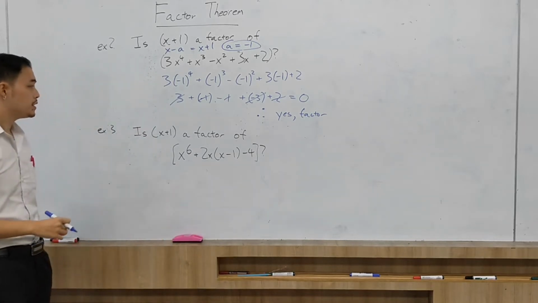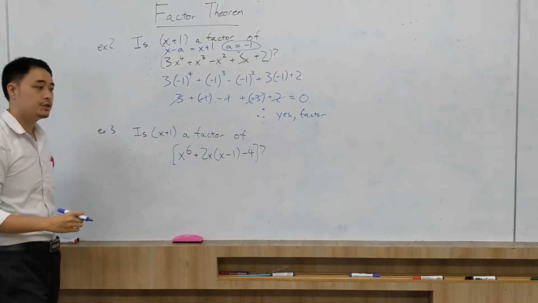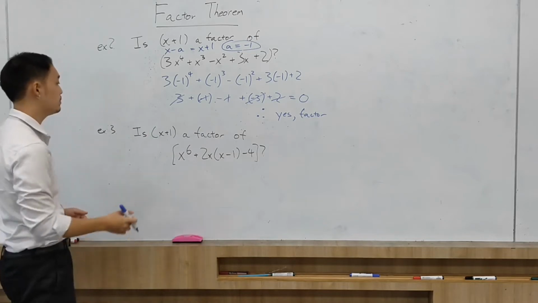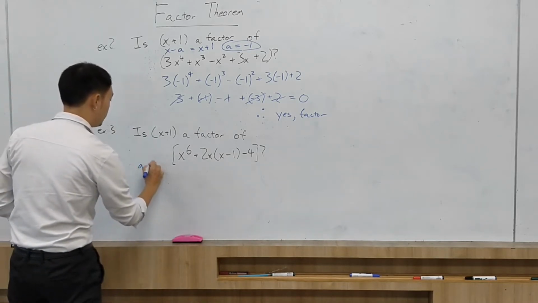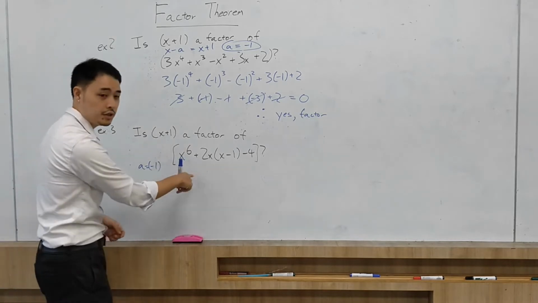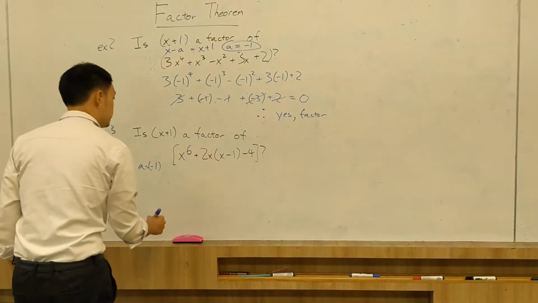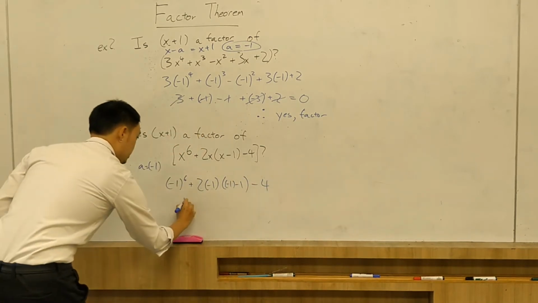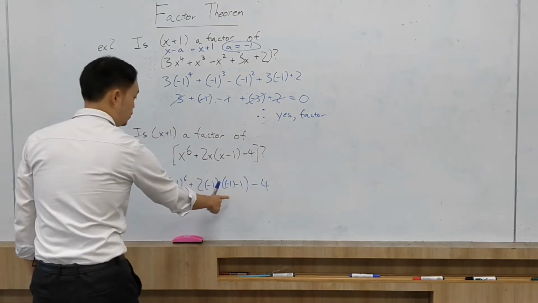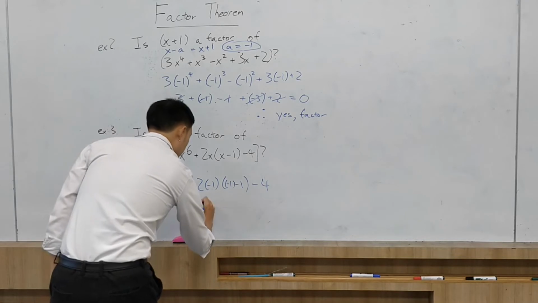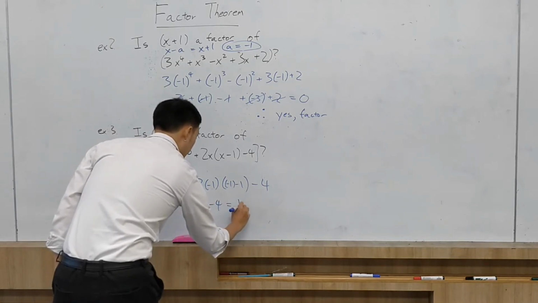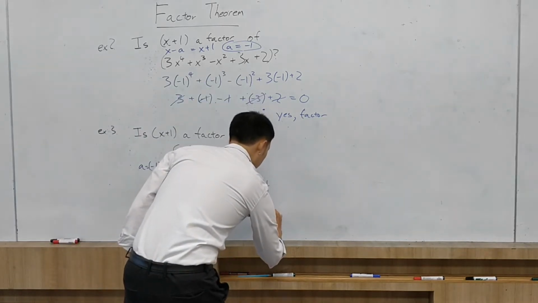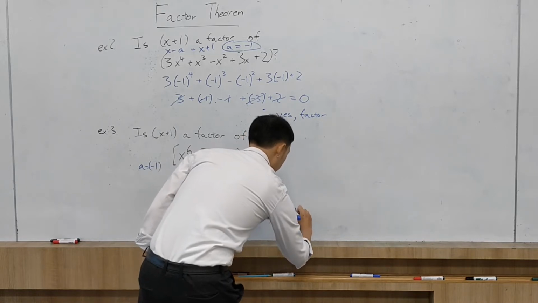All right, second one. Is x plus 1 a factor of x to the power 6 plus 2x times x minus 1 minus 4? Do the same thing, right? Our a equals negative 1. Let's plug negative 1 into this, and if we get 0, that means it is a factor. Negative 1 to the power 6 plus 2 times negative 1 times negative 1 minus 1 minus 4. This becomes 1. This is negative 2 times negative 1, which is positive 2, and that is 4. This equals 1. Because it's not 0, no, not a factor.